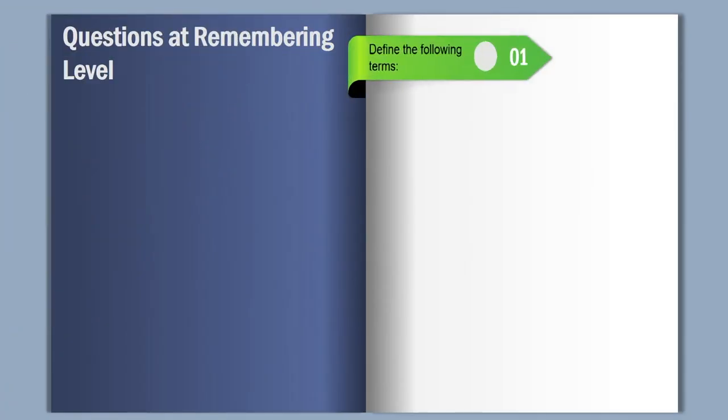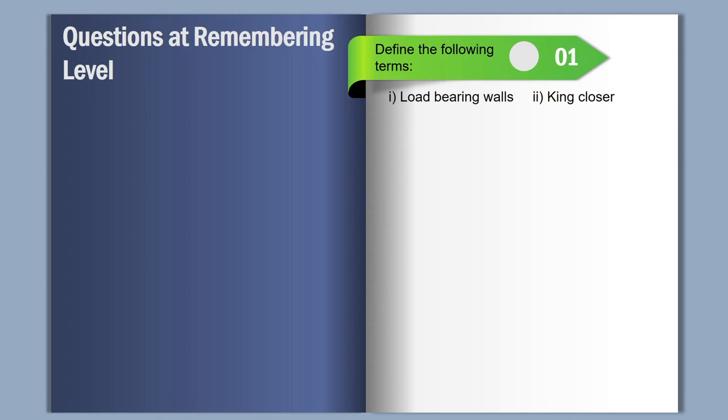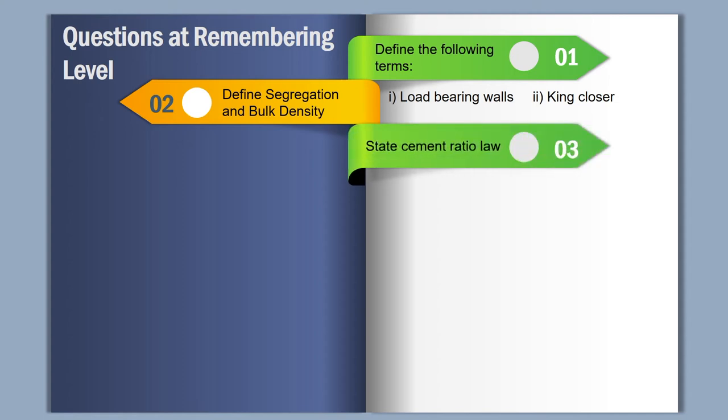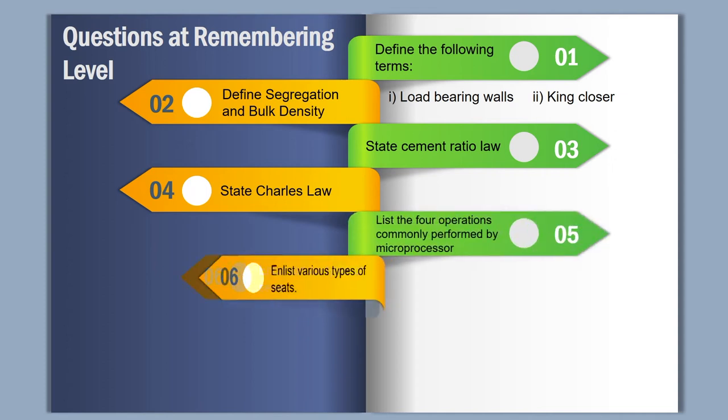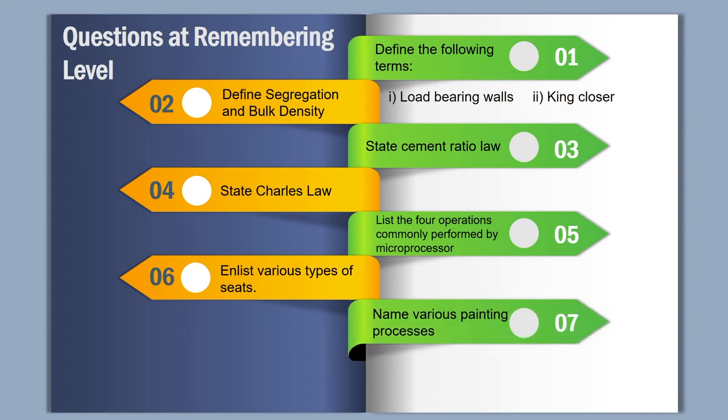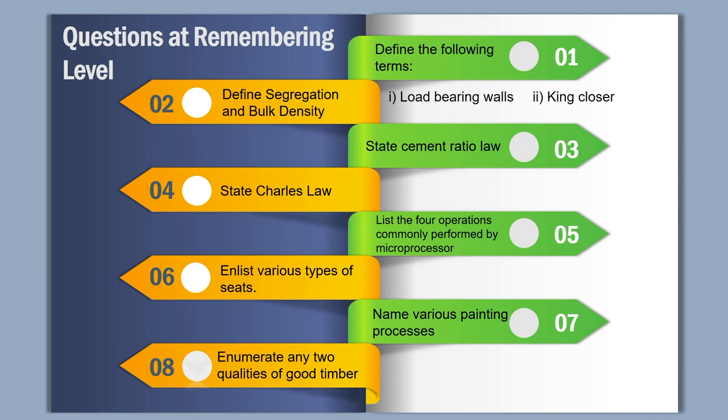And here you can see that learning outcomes can be directly taken as the questions. Now here you can see, define the following term. Now this may be one of the learning outcomes as such, that at the end of instruction, a learner will be able to define. All questions which start with define are at the remembering level, or state the law or list the operations commonly performed by the microprocessor. So you can see learning outcomes become the basis for writing questions at the remembering level or understanding level per se, or applying or higher than applying level.